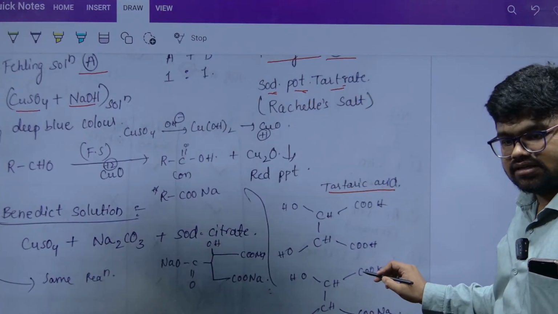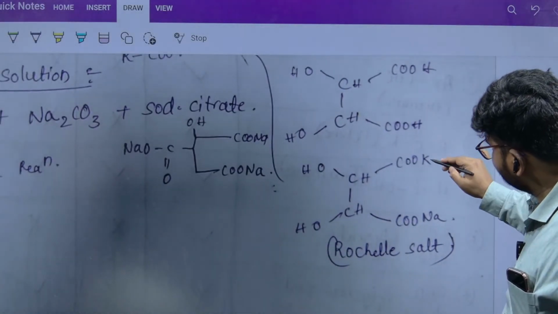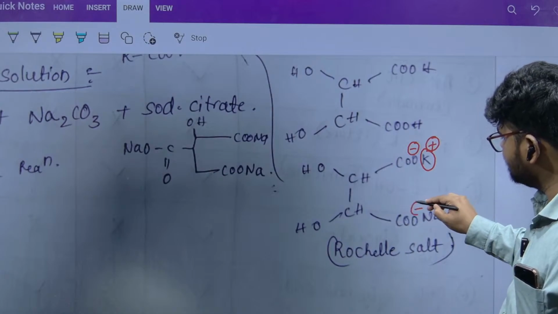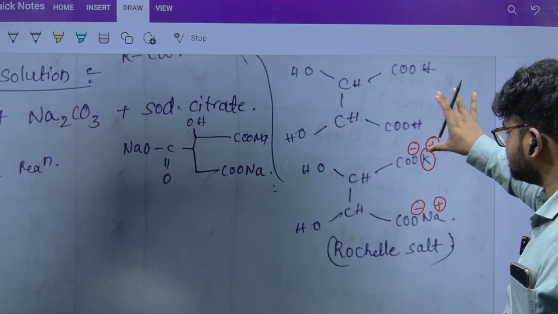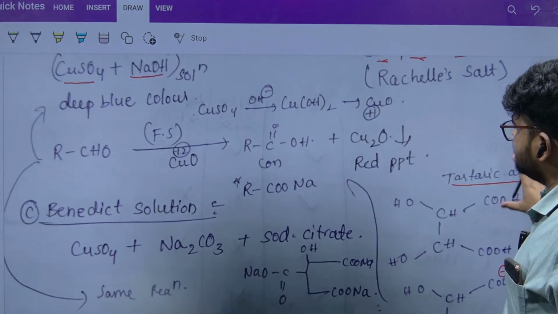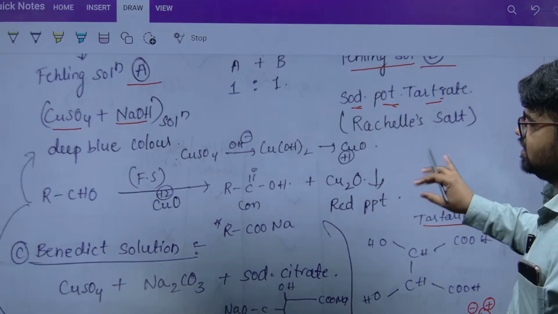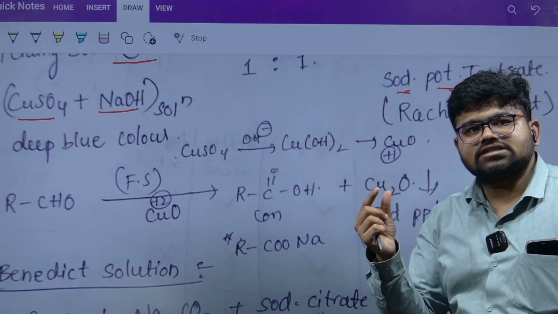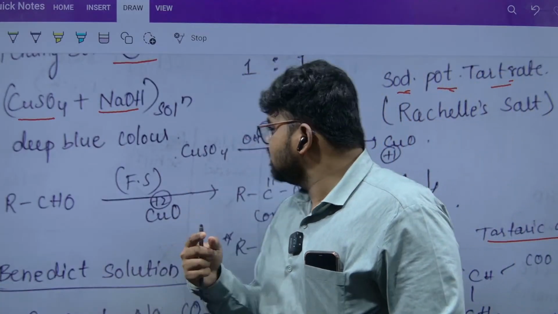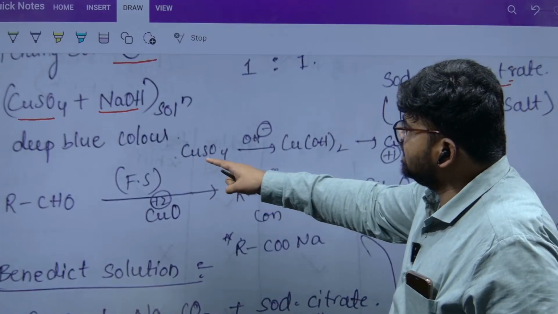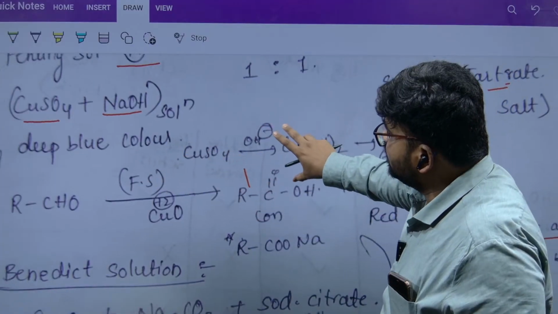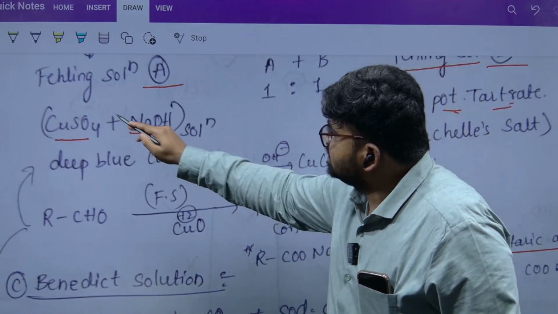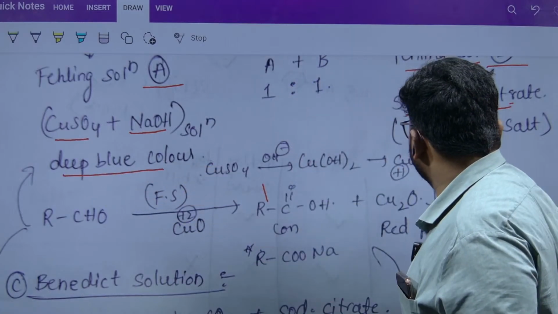Sodium potassium tartrate means in these COOH groups, what is present? O minus with K plus, and also Na plus. This particular salt we are calling sodium potassium tartrate, nothing but Rochelle salt. Here also, in this particular reaction, see, in the silver mirror test you got a silver mirror in the test tube, right? So in this particular reaction, you can see a deep blue color. Wait, first of all, let me elaborate this point. 1:1, okay, fine. You can see this Fehling's solution has a deep blue color.